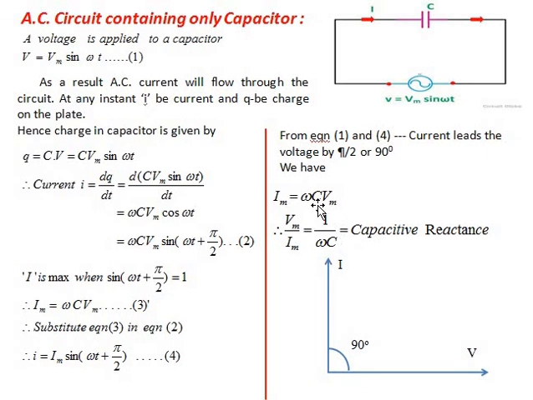So Vm by Im is equal to 1 by omega C, and that is called capacitive reactance. Okay. So when an AC current is passed through the circuit containing a pure capacitor, the current leads the voltage by 90 degrees.